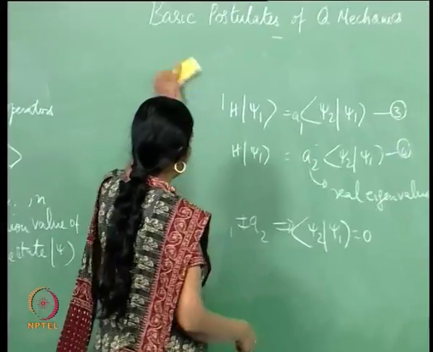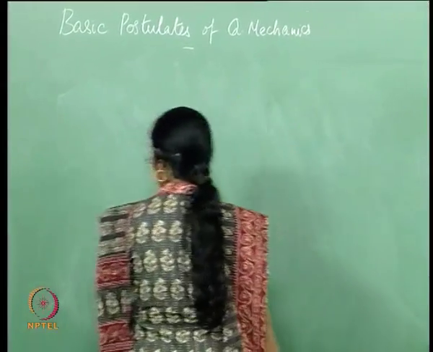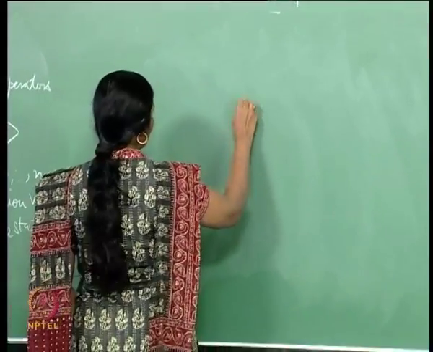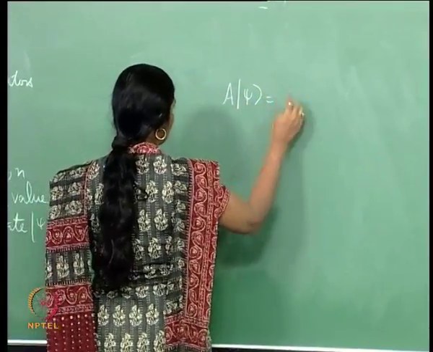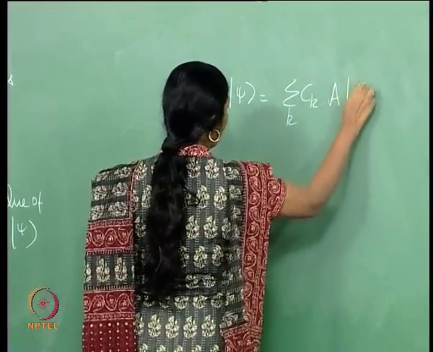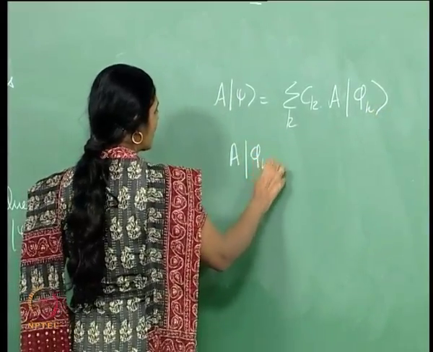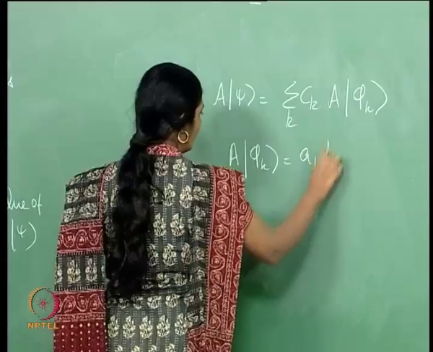So, let us look at this expectation value in the context of the general state psi. So, I have A psi is summation over k Ck A acting on phi k, where phi k are the basis states corresponding to A.